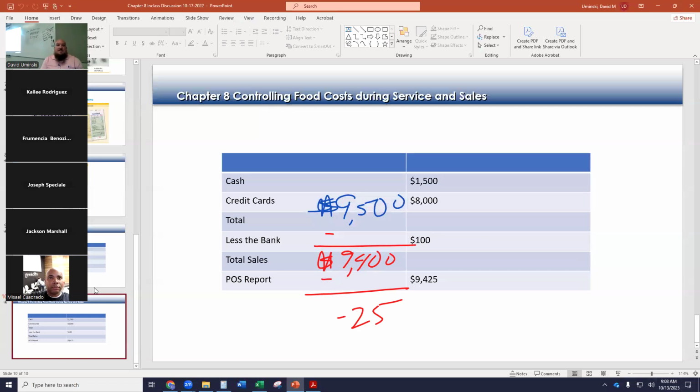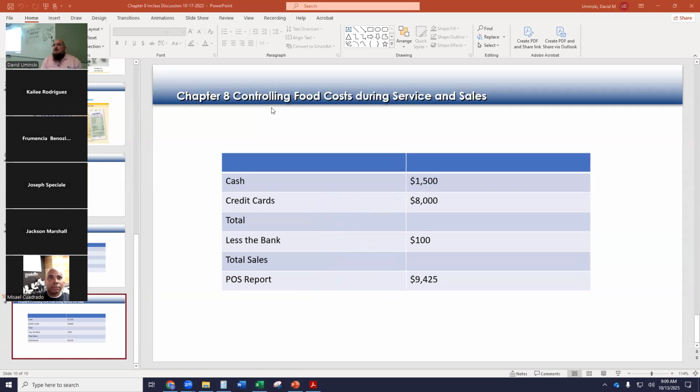Any questions, comments, concerns about chapter 8? No. Like the easiest concept I've seen so far.